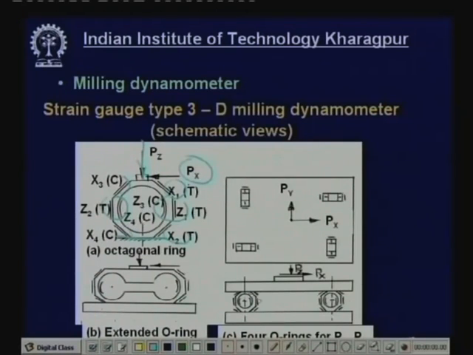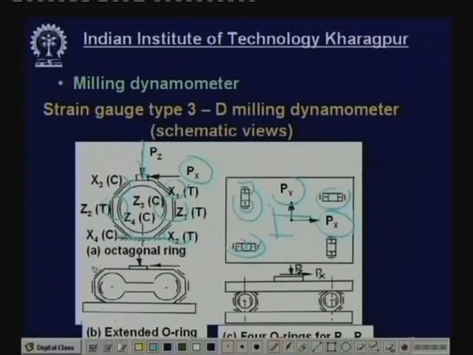Now 4 such rings will be put here, number 1, number 2, number 3, number 4. This cutting force, because of the milling, can travel in any direction. So these 4 supports will receive different amounts of force. The total force will be the summation of the forces acting on them. The vertical force will be measured by the summation of the forces acting here, the strain gauges here will measure the forces in Px, and the strain gauges mounted in this direction will measure Py. So Px, Py, Pz are measured in a strain gauge type milling dynamometer.